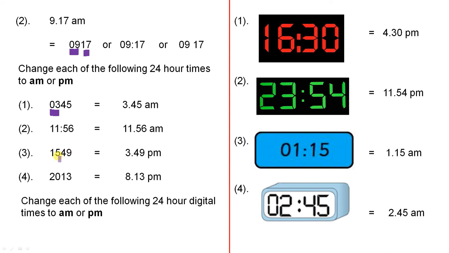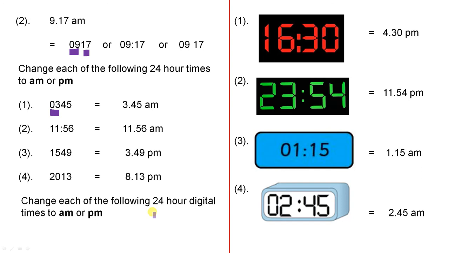15:49 is 15 hours after midnight, so that must be 3 p.m. and there are the minutes, so it's 3:49 p.m. And 2013, we have 20 hours after midnight, so that has to be 8 p.m. and there are the minutes, so it's 8:13 p.m.